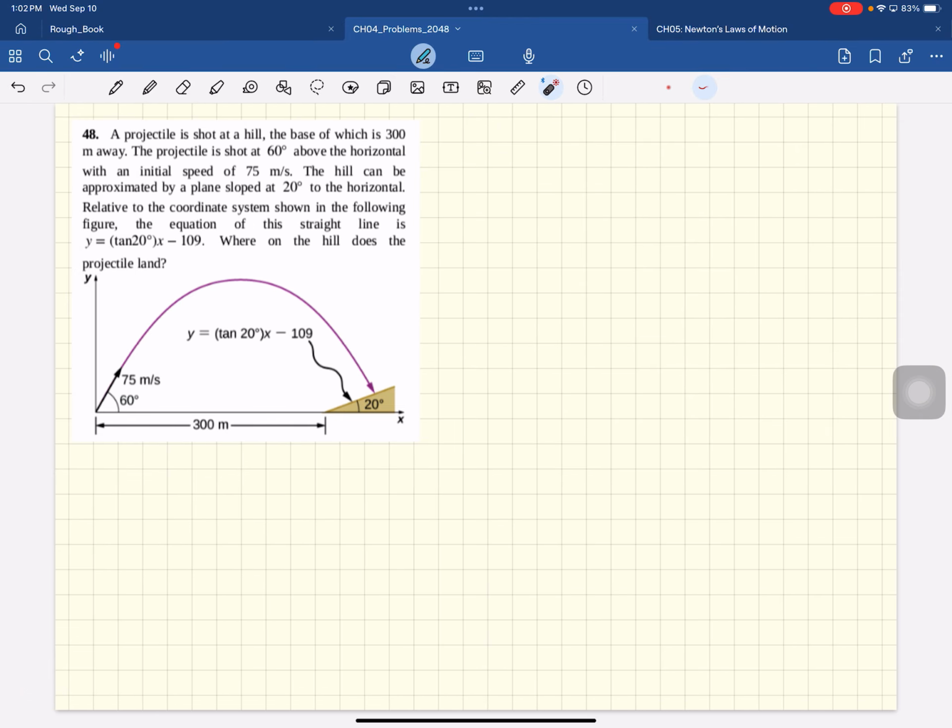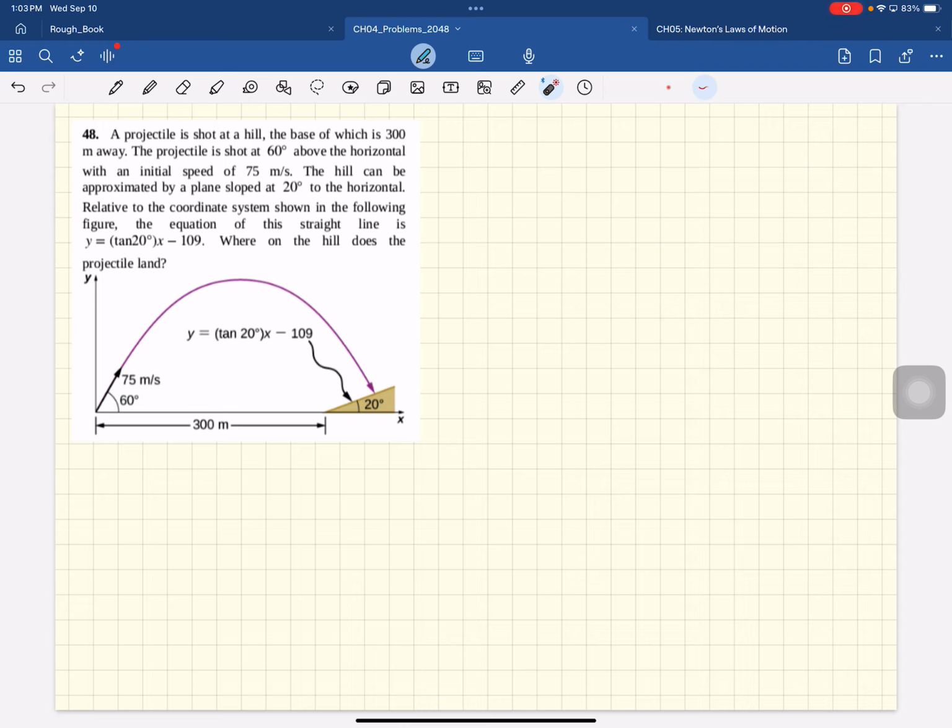All right, so let's solve this problem. A projectile is shot. So when they say a projectile, what is it that they mean? When they use that term, you're shooting something, but they're also saying that it's only moving under the influence of gravity, air resistance is negligible, it's going on a parabolic trajectory, and so on.